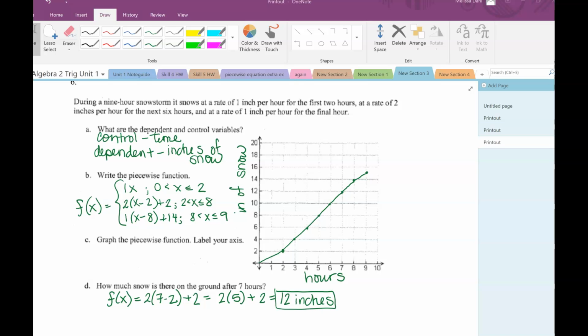Okay, we're going to look at problem number 6, and if you guys had a simplified version of this answer, that's fine. We're going to focus on part B because a lot of people had questions on that.